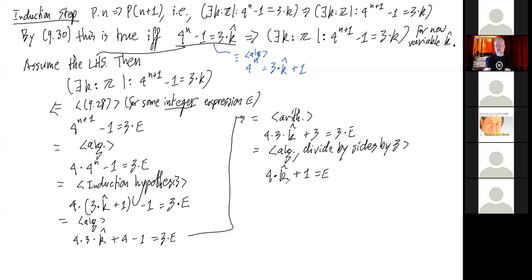Because this was an integer, because it was the k hat here, and this is going to have the same type as the quantifier type. So this was an integer, so this is an integer. 4 times an integer is an integer. Adding 1 to an integer gives you an integer. So e is an integer. And that completes the base case.